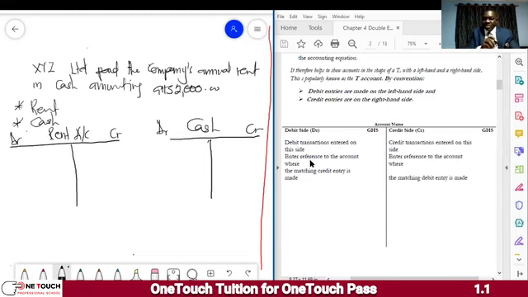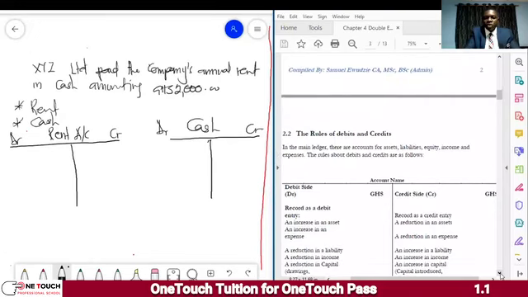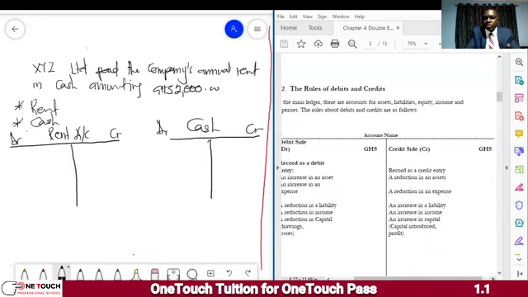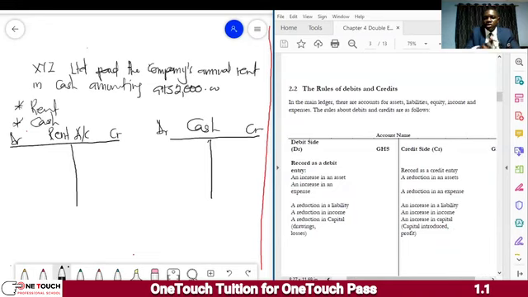Now, before I come to this and show the entry, let's look at the next thing. That will give us an understanding so that we know what to debit and what to credit. Okay, great. So let's continue from our lecture notes. Good. So let's look at the rules of debits and credits. Now, in the main ledger, there are accounts for assets, liabilities, equity, income, and expenses. The rules about debit and credit are as follows.